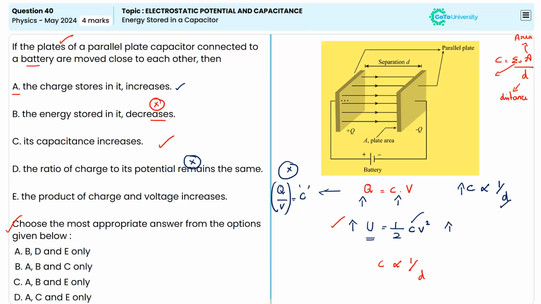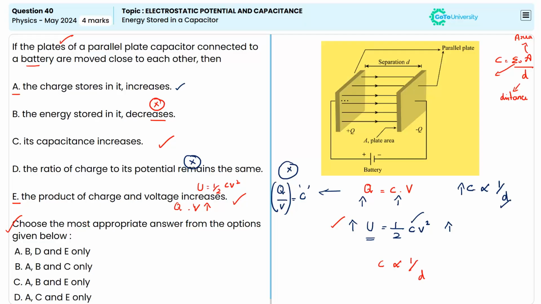Whereas option E is given as the product of charge and voltage increases. The product of charge and voltage is nothing but the energy stored in the capacitor, U is equal to half CV square. So since C increases because of the reducing of distance between the plates, the V remains constant. So we can say the product of Q and V, which is nothing but the energy stored in the capacitor, will also increase. So statement E given here is also correct.